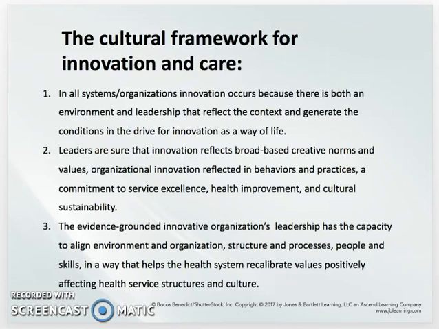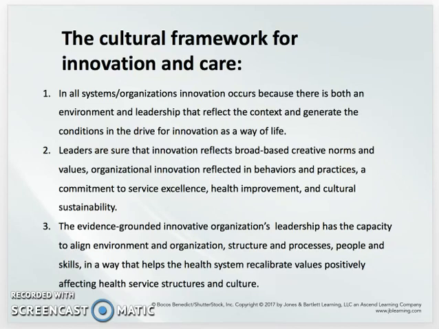I really, really like the first one here. In all systems, organizations, innovation occurs because there is both an environment and leadership that reflect the context and generate the conditions in the drive for innovation as a way of life. The culture within your organization and the leadership, if they are devoted to a culture of innovation and evidence-based practice, it helps tremendously allow people to be innovative thinkers and forward thinkers and that kind of thing.